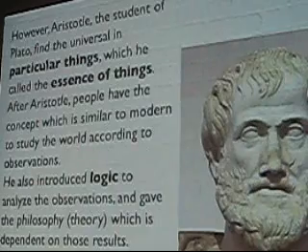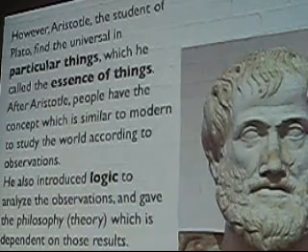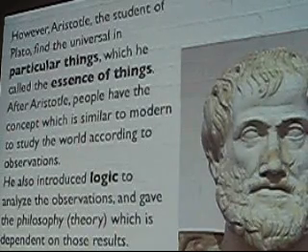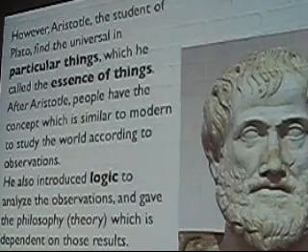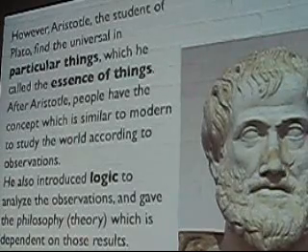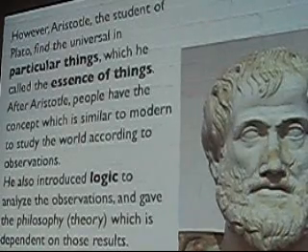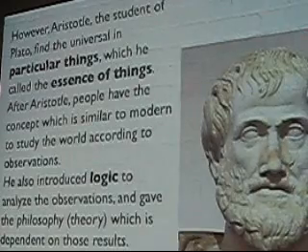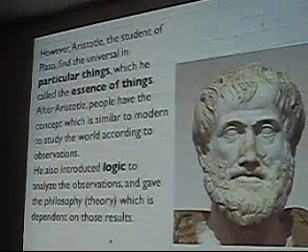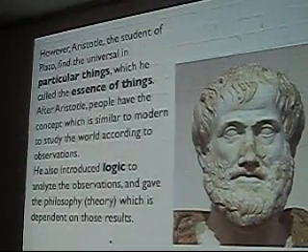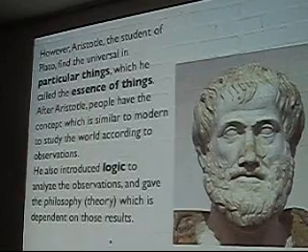This is Aristotle. Aristotle tried to use another way to understand the universe. The most important thing is that he found the universal in particular things, which he called the essence of things.